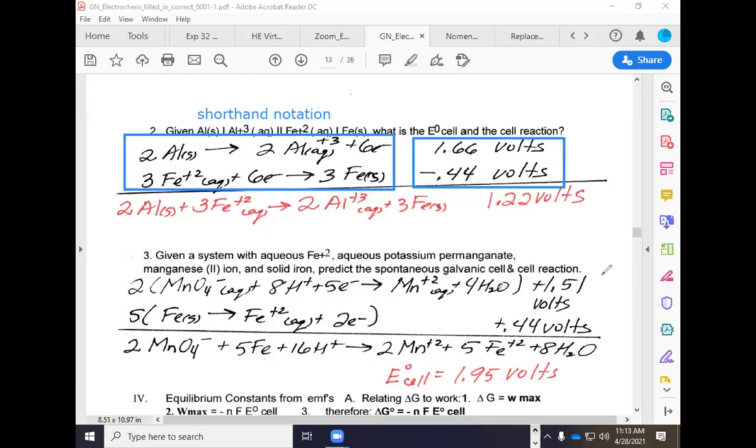Professor, for number 2, why don't we flip the sign for the 0.44 volts? Okay, let me get my book out. That one was as is.